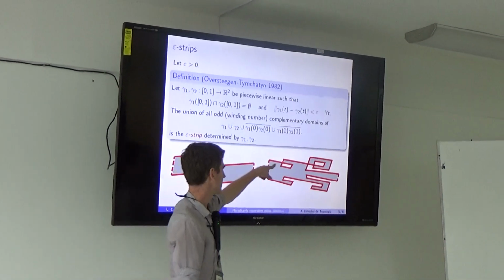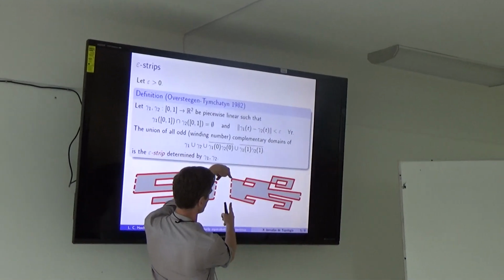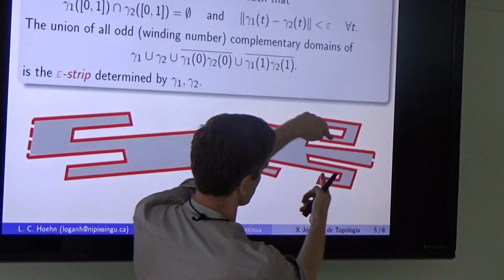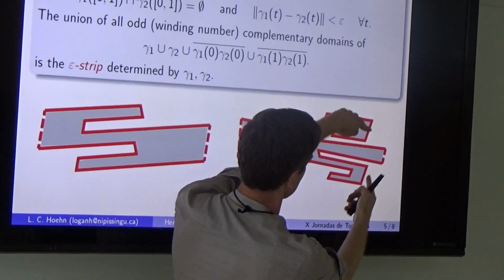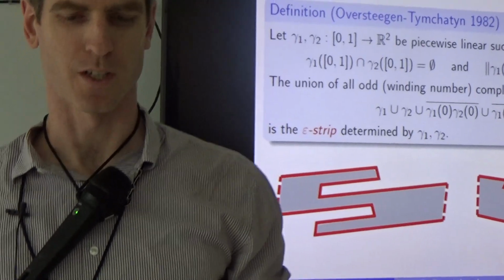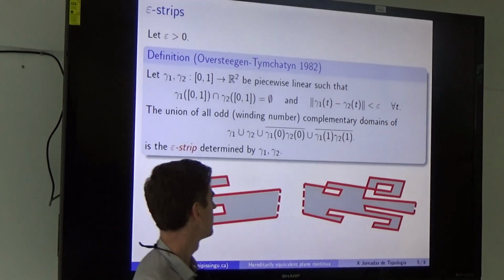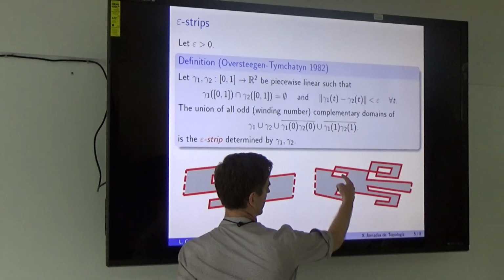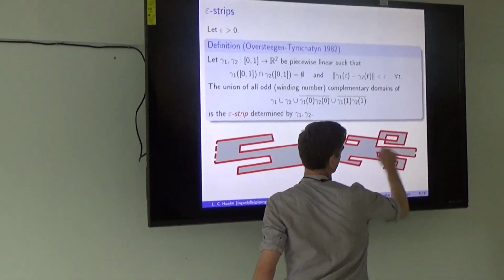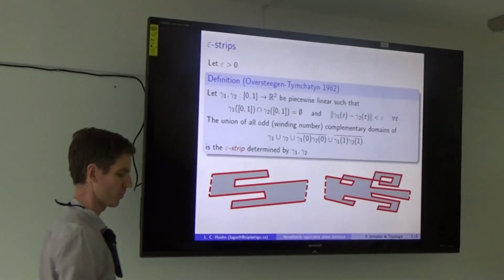Here is a slightly more complicated example where gamma 1 and gamma 2 self-intersect a little bit. But again, if you look at the way that they move, they go together so that the distance between the top and the bottom is always within epsilon for all time t. This gives you a slightly more complicated looking epsilon strip, which has a few regions in the complement. This big gray one, the curve has winding number 1 there. This white region here is omitted because it has winding number 2. And finally this region has winding number -1. But anyway, this is what we mean by epsilon strip.